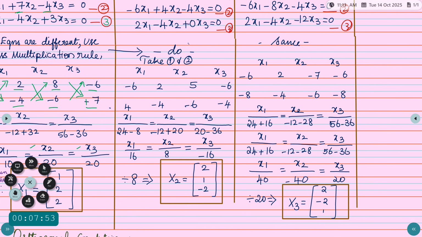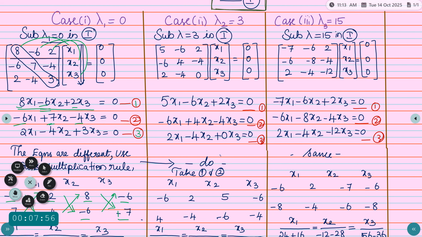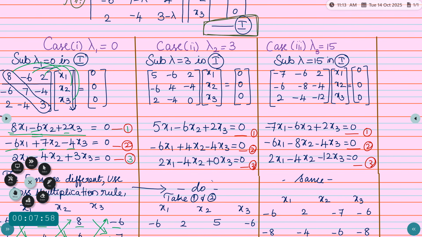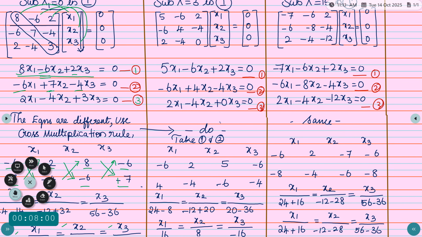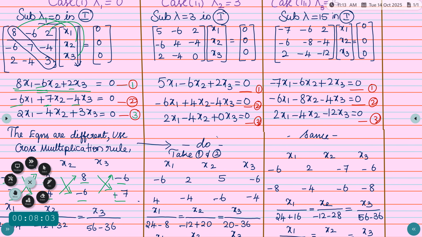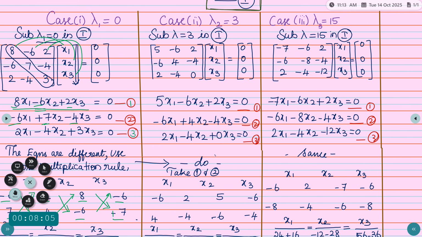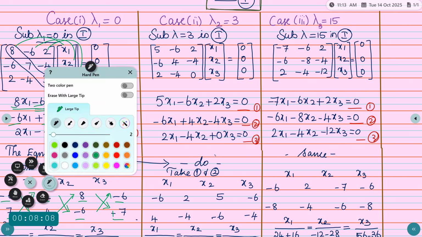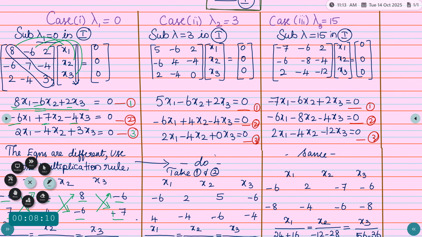What is case 2? Case 2 is lambda having the value 3. I am going to substitute lambda equal to 3 in the base equation. You are getting the answer as 5, minus 6, 2, and minus 6, 4, minus 4, and minus 2, 0. Next, the same here also, we are going to follow row into column: 5x1 minus 6x2 plus 2x3. Similarly, the second equation and third equation.